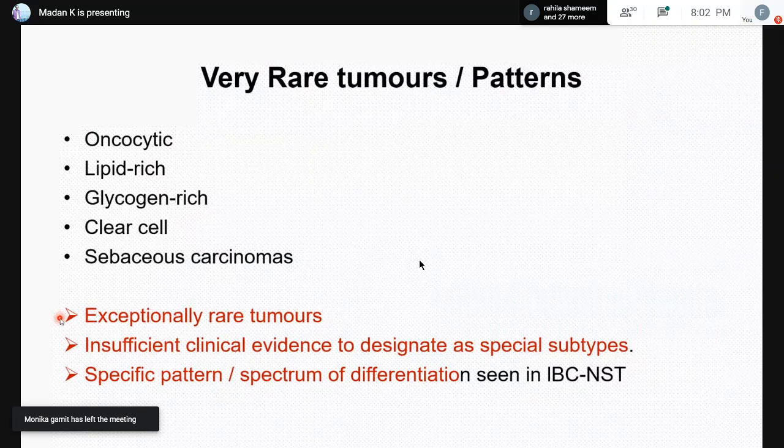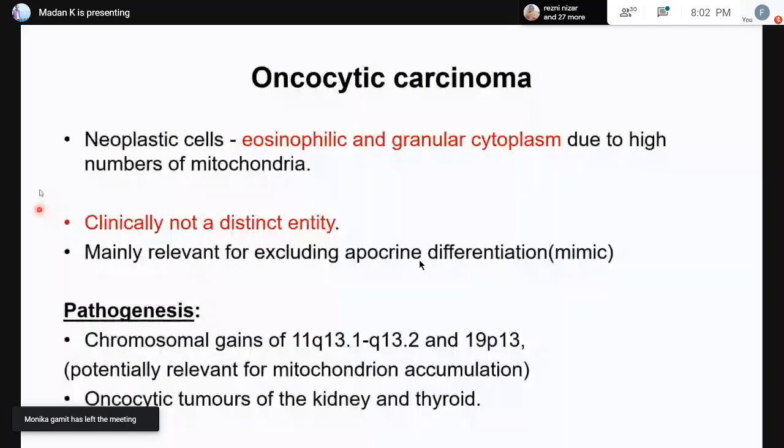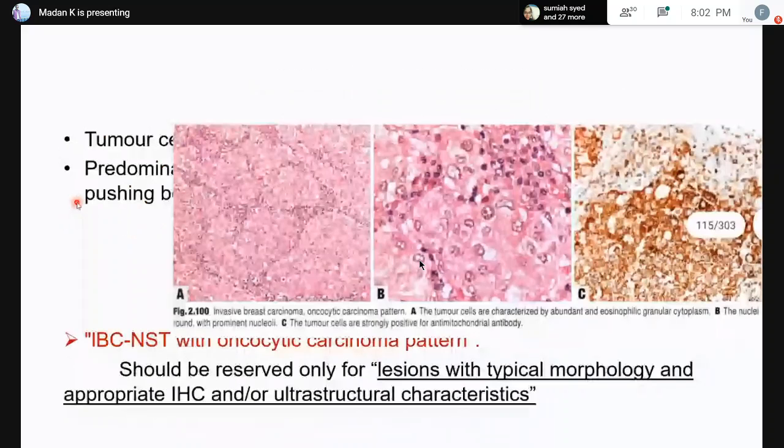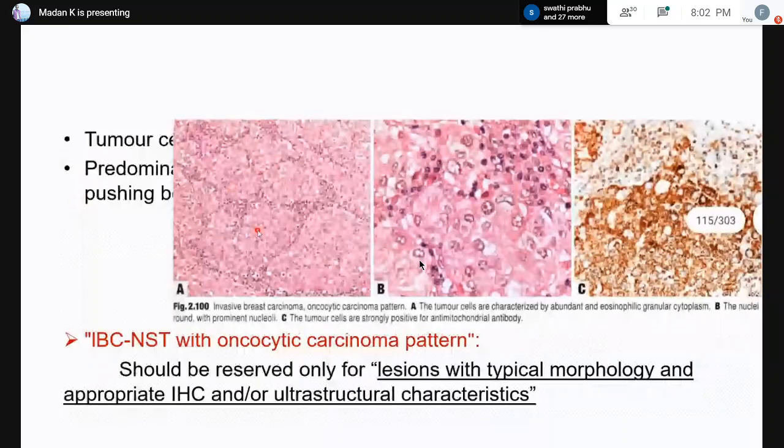Oncocytic carcinomas have abundant eosinophilic granular cytoplasm, because of high mitochondrial levels. Clinically this is not a distinct entity, but it has to be kept in mind because it is an important differential for apocrine carcinoma. This is a photograph of oncocytic carcinoma where we can see nests of oncocytic cells with abundant granular cytoplasm. IHC wise, these tumors are positive for anti-mitochondrial antibodies.